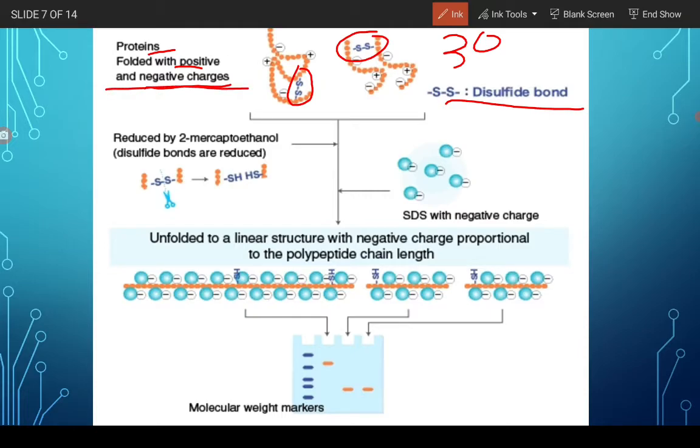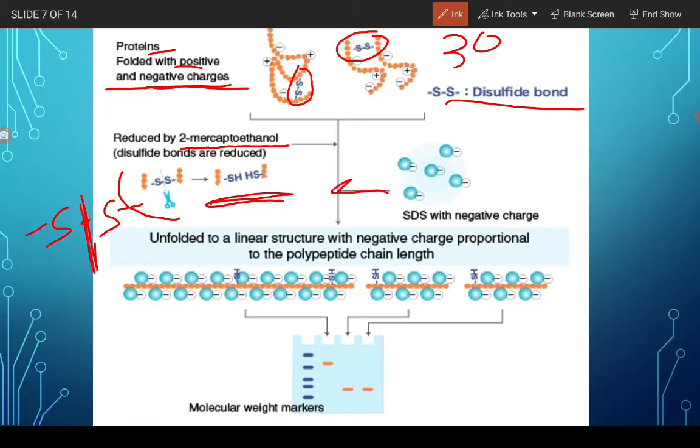Now what happens? You boil it with 2-mercaptoethanol. So what happens, it cuts. You can see in this figure, disulfide bonds are cut in between. Something like this is formed. The disulfide bonds are broken. These are the disulfide bonds, these are broken, right? And the protein is denatured.